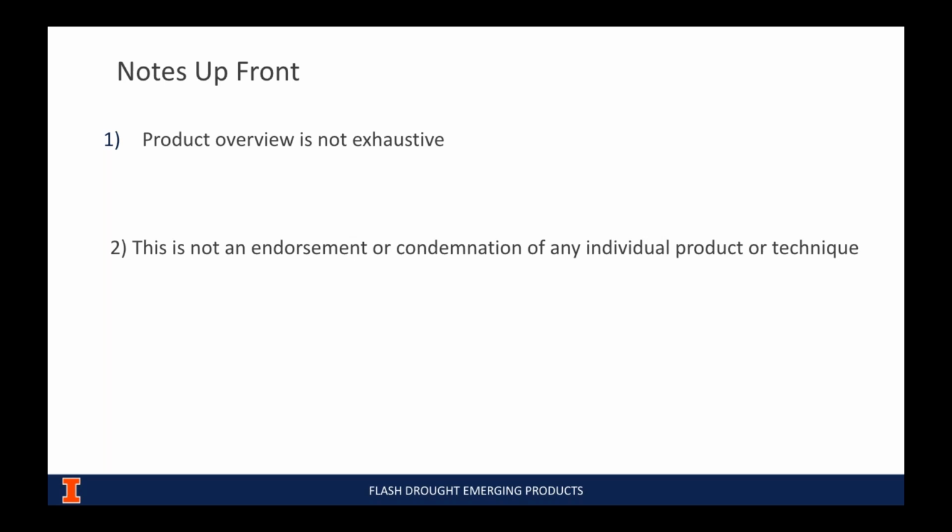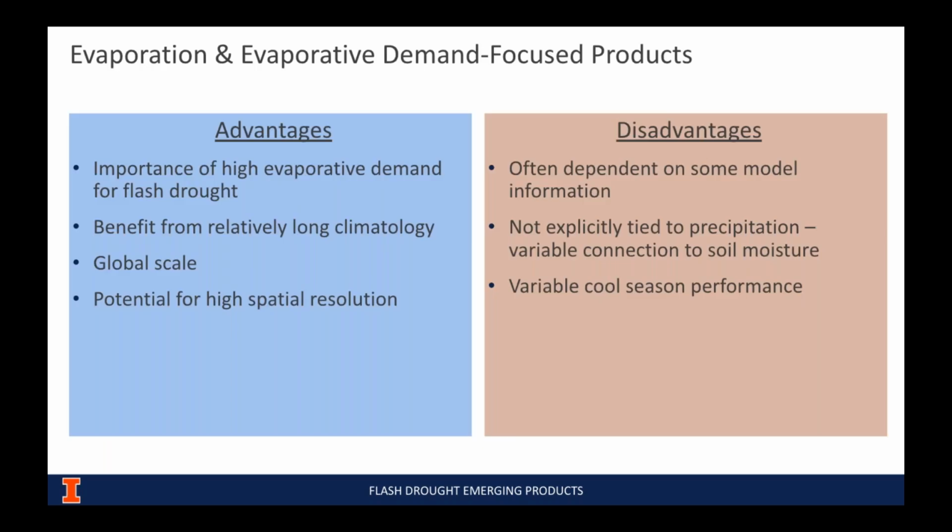Second, this is not an endorsement, an advocation, or a condemnation of any individual product or technique. We're taking these products in groups, and what I'm going to do is summarize the advantages and disadvantages of using products based off of each of these individual variables. And so again, we're not endorsing any specific product here. We're trying to provide a good summary of what we're looking at, when maybe to use certain products over others and when not to. Go ahead and go to the next slide, please.